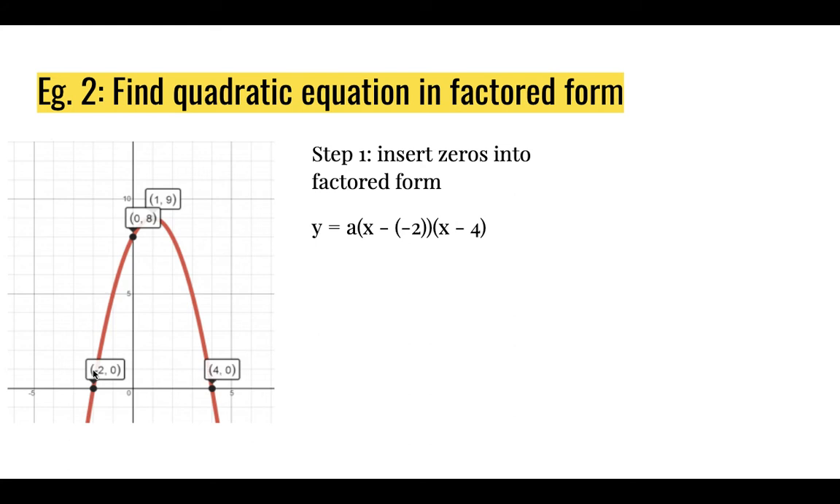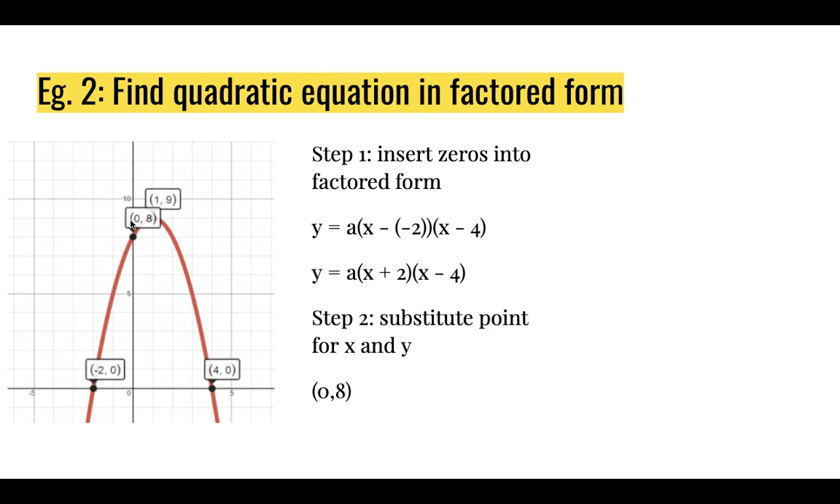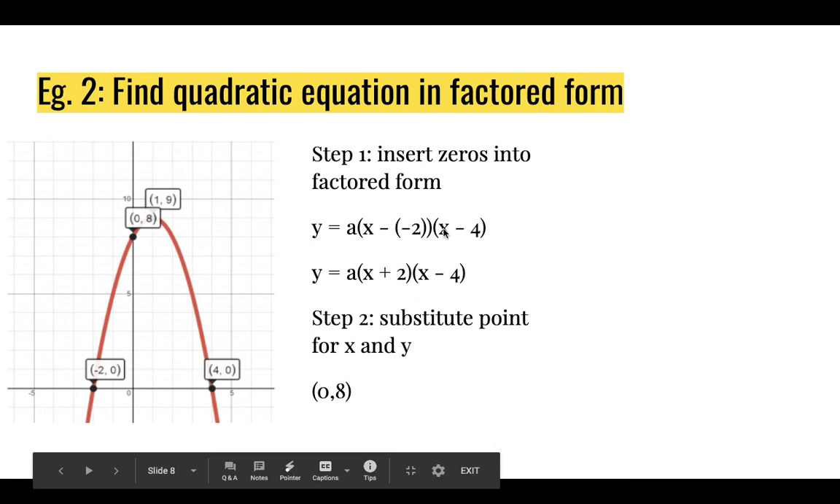So you're going to put the x values of your x-intercepts, or your zeros, in for s and t. Remember, if you have a minus a negative number, you get a positive number. So there's the basics of our equation, but we need to figure out what a is. So to do that, we're going to substitute another point in for x and y. So I'm going to choose (0, 8) because I like working with zeros. They're nice. But you can choose any other point along the graph if you like.